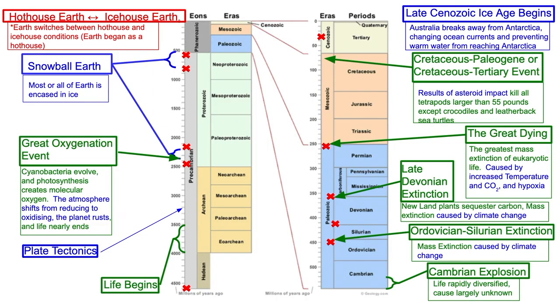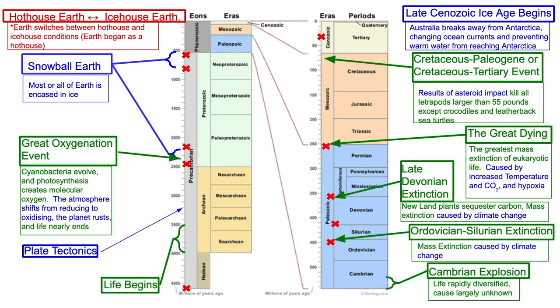And then 250 million years ago, leading us into the Mesozoic era, we've got the Great Dying, which was the greatest mass extinction of eukaryotic life that we've experienced on Earth, and it was caused by increased temperatures and carbon dioxide, as well as hypoxia that was associated with that. Of all of our mass extinction events, the one that you're probably most familiar with is the KT event, or Cretaceous Tertiary event, or Cretaceous Paleogene event. And this is what killed the dinosaurs.